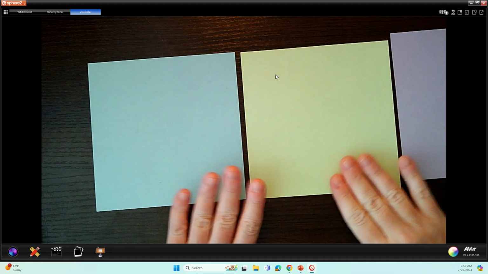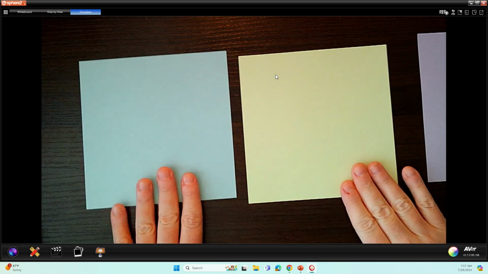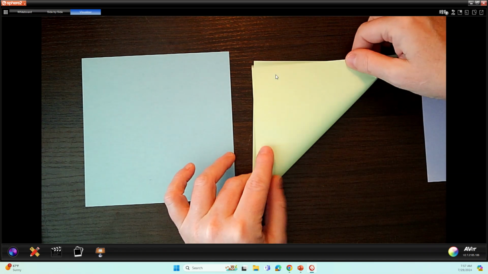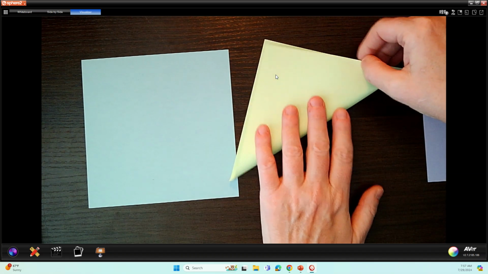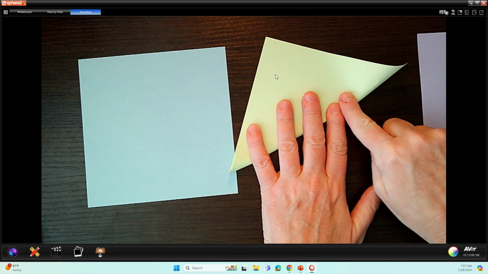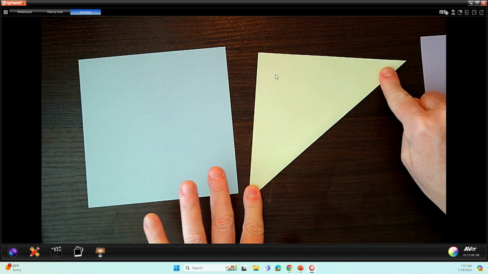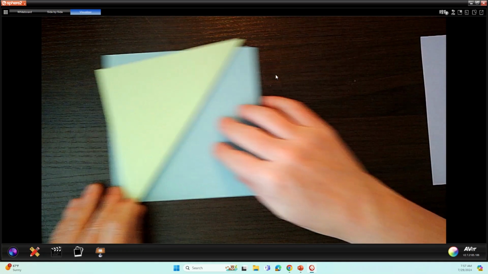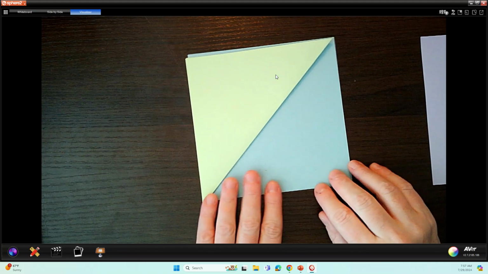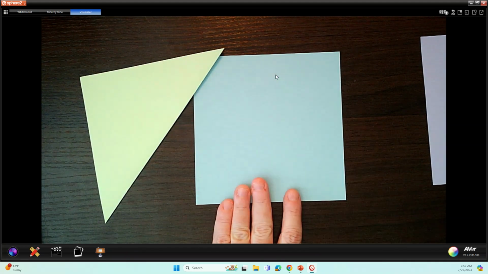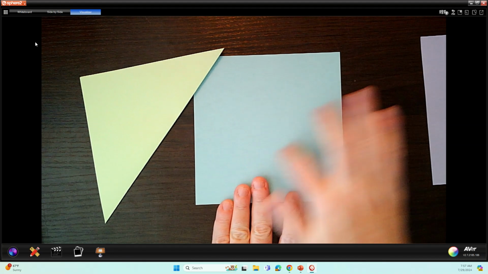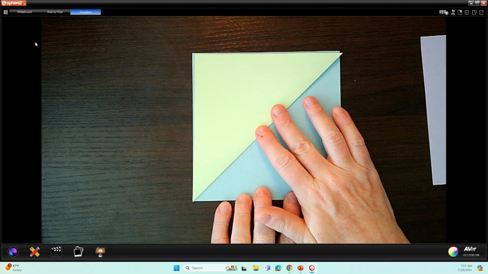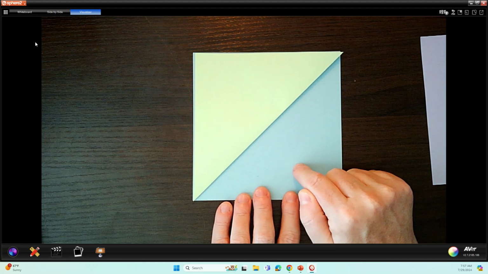Okay, so I have a square, and then I'm going to take this green square and I'm literally just going to fold it in half diagonally. So what happens when I fold my square in half diagonally is I now have a triangle. And this triangle is worth half of the square, right? So if I know the area of the square and I know that I have a triangle that's half of that, then this green triangle is half the area of the square.